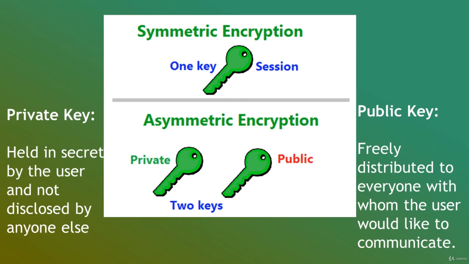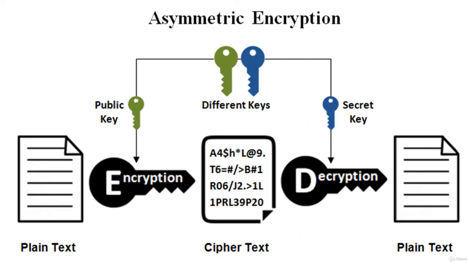With asymmetric encryption, there are essentially two keys: a private key, which is held in secret by the user and not disclosed to anyone else, and a public key. A public key is freely distributed to everyone with whom the user would like to communicate. Asymmetrical encryption is also known as public key cryptography, which is a relatively new method compared to symmetric encryption.